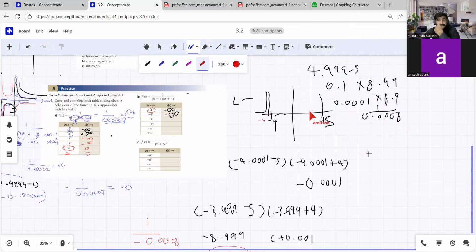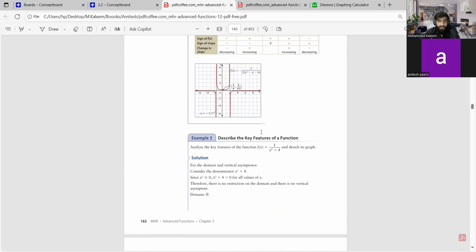Wait, then wouldn't this one be negative? Oh, this is working. It's going to be like this, because this is going to be negative 5, right? So the answer was negative 0.1. Oh, negative 0.1, and that makes the whole thing negative infinity. It's okay. Yeah, you can use a calculator, that will be better.